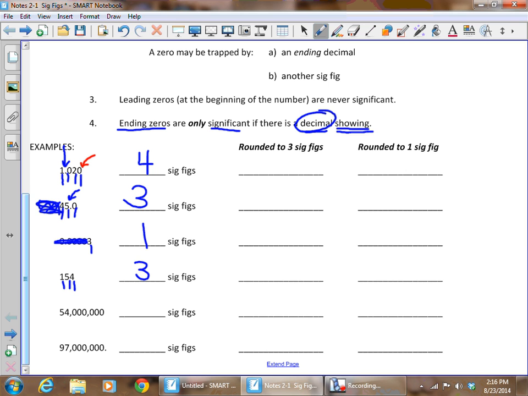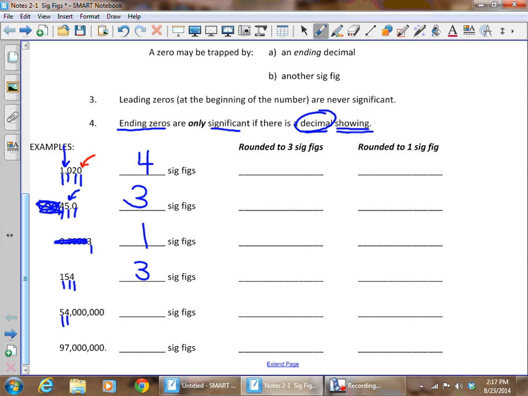The last two, similar numbers, but let's look at how this plays out. Look at the first one. You try those last two and see if you can follow the rules and come out with how many sig figs there are in each of those values.